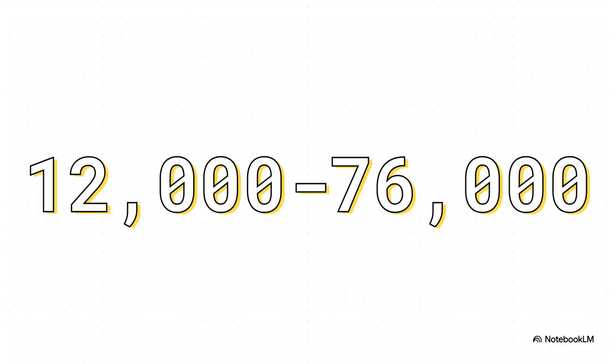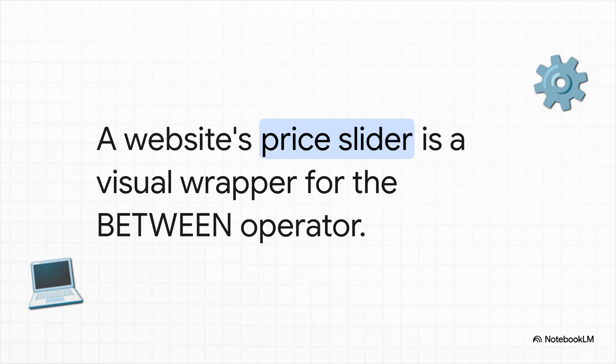So what do you do? You use the site's UI tools to take control. You go to that price filter on the side and you set a specific budget. Let's say you drag those little sliders to narrow the results down to laptops priced strictly between $12,000 and $76,000. And instantly, all that irrelevant noise just disappears. Well, guess what? That brilliantly illustrates exactly what the SQL between operator does under the hood. That slider you just dragged, it's basically a visual wrapper for the between operator. It takes that exact same concept, a starting minimum and an ending maximum, and applies it directly to millions of raw database records in a fraction of a second.